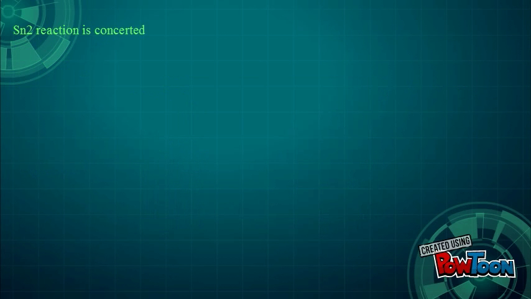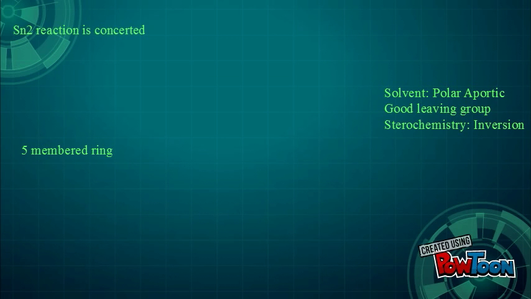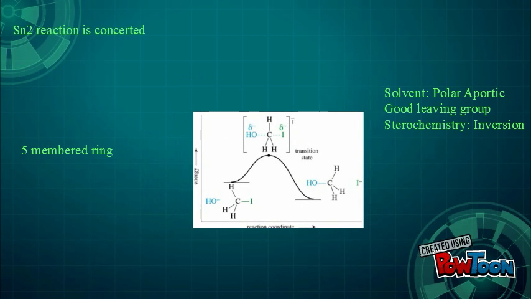The SN2 reaction is concerted. This occurs when bonds are broken and formed simultaneously. This forms a 5-member transition state. When completed, the reaction occurs with inversion of stereochemistry. This reaction usually takes place in an aprotic solvent.